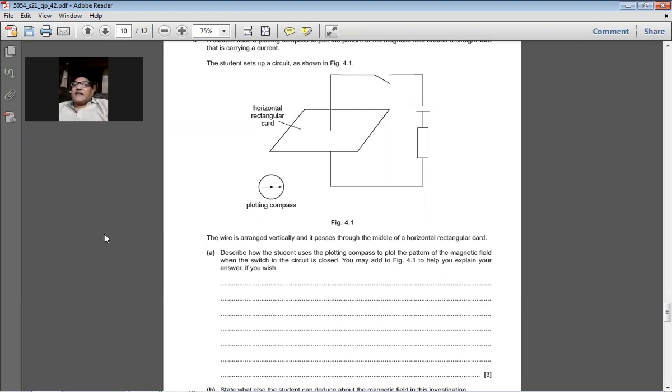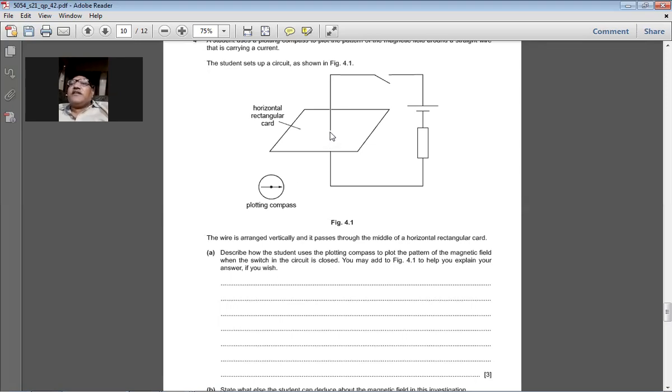He says the wire is arranged vertically, but it passes through the middle of the horizontal rectangular card. Describe how the student uses the plotting compass to plot the pattern of the magnetic field when the switch in the circuit is closed. You may add to figure 4.1 to help you explain your answer, if you wish.